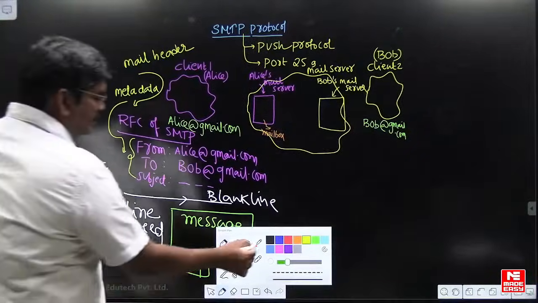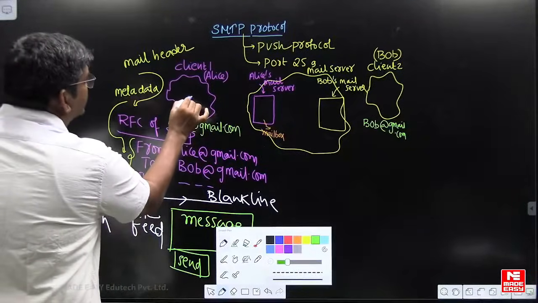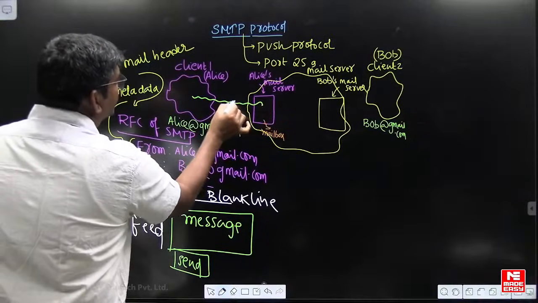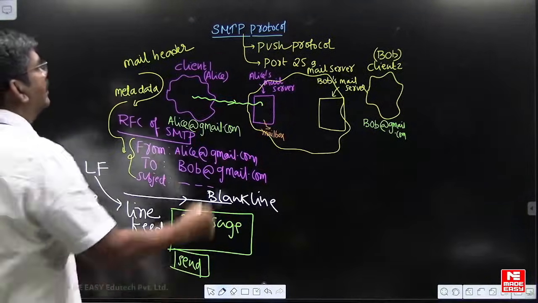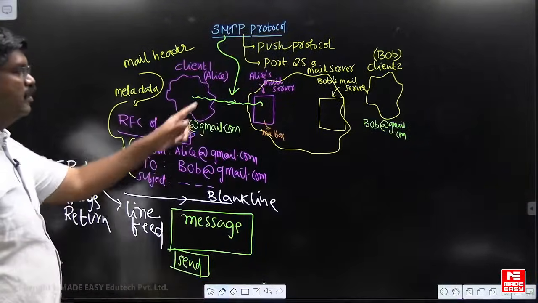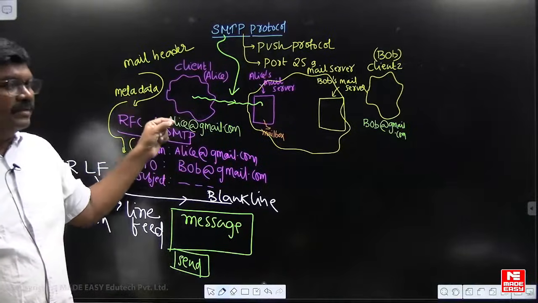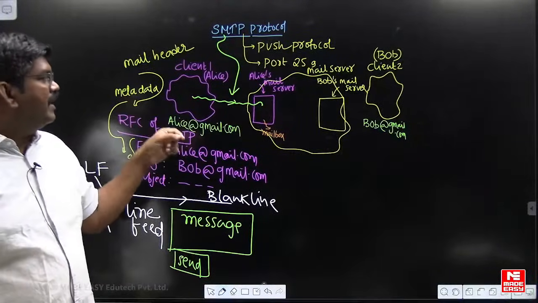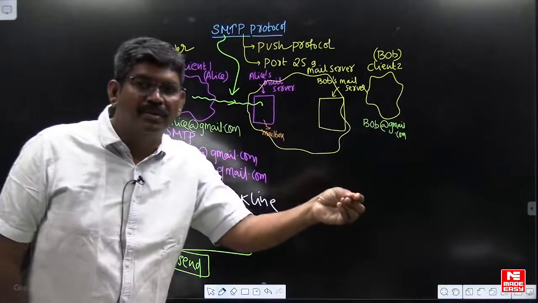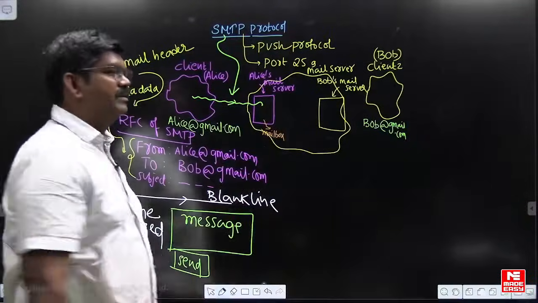Now this user agent, what will it be doing? It is collecting the entire message from this client and sending it only to Li's mail server. And who is working here? The SMTP protocol. So this is one more question they can ask you. The client is going to send mail to Li's mail server. Which protocol is used is the next question they can ask. What is the answer? SMTP protocol is the answer.